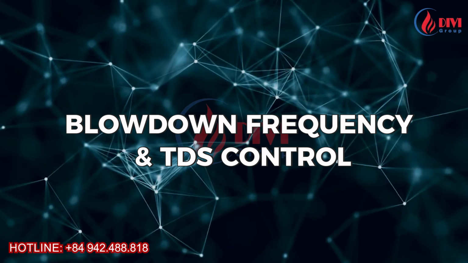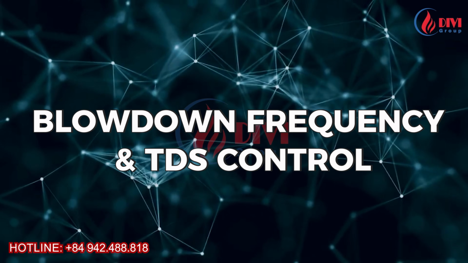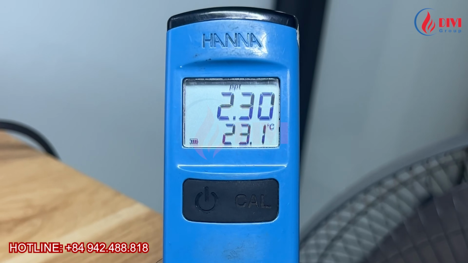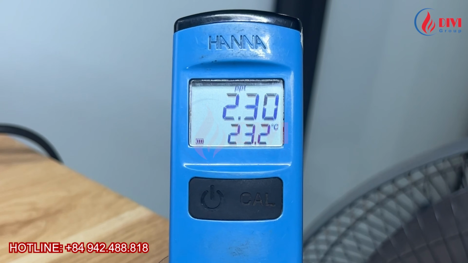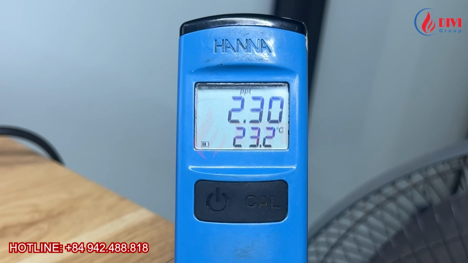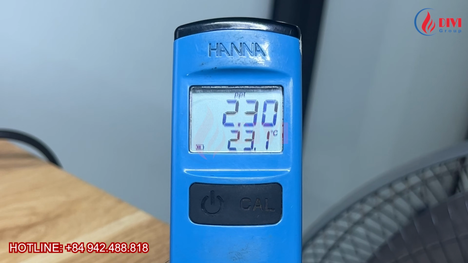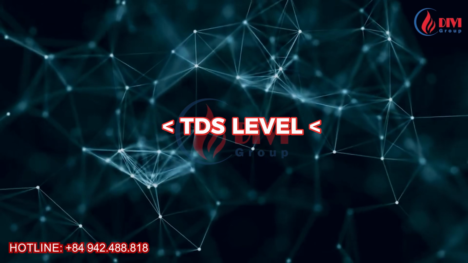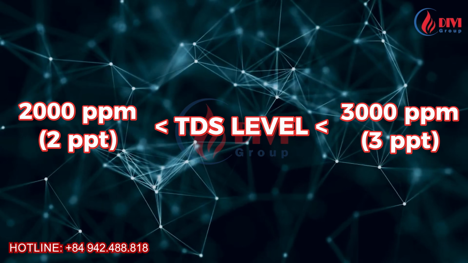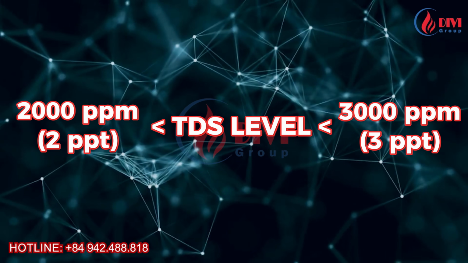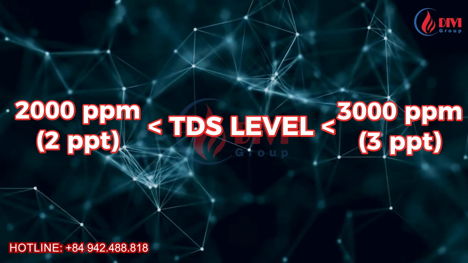Blowdown frequency and TDS control. Blowdown is typically performed 3 to 6 times per day. This depends on feed water quality, specifically the TDS level inside the boiler. The number of blowdowns and bursts should be adjusted based on actual TDS readings, not done mechanically. The objective is to maintain TDS within the range of 2,000 to 3,000 parts per million, which is the optimal operating range.